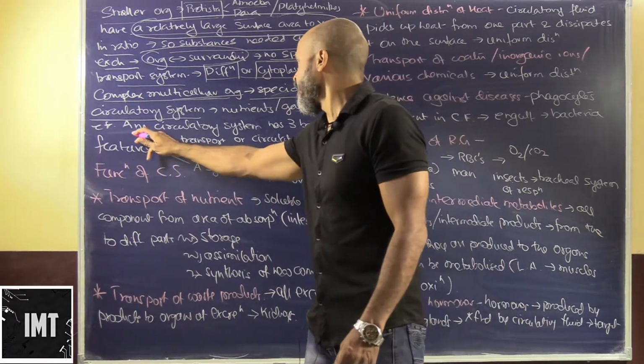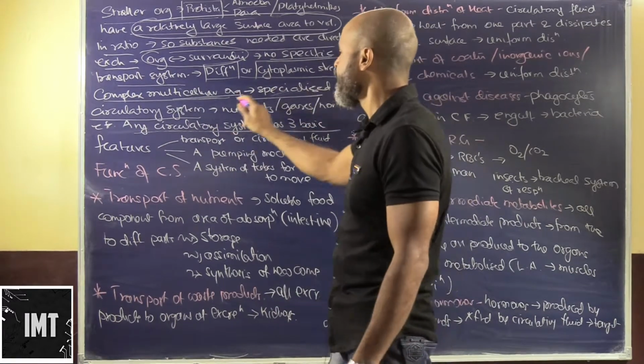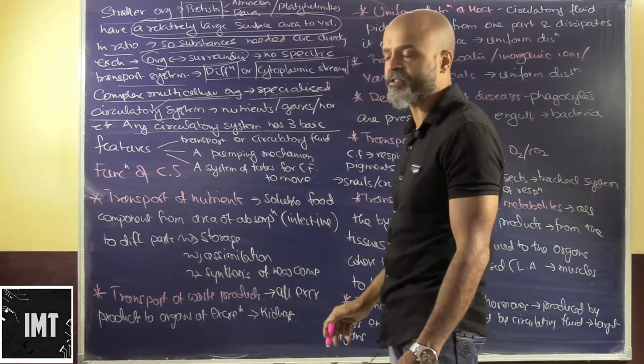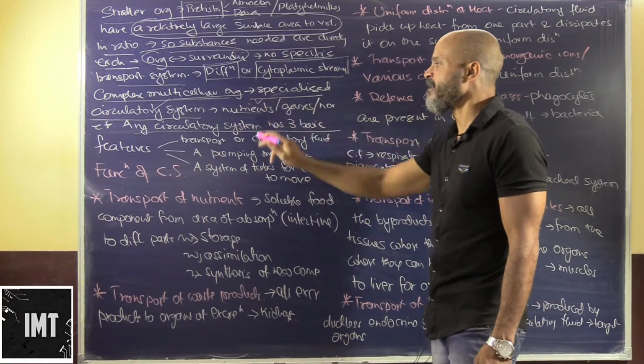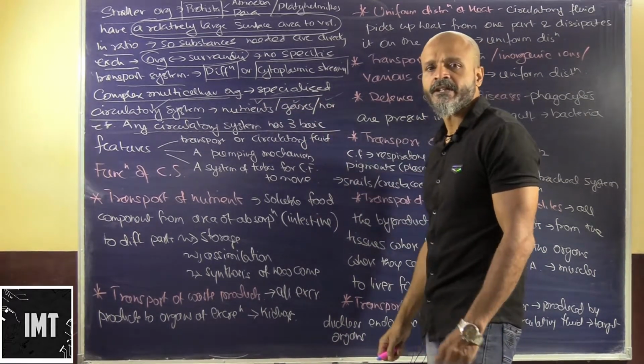So complex multicellular organisms have specialized circulatory systems. By the medium of these systems, the nutrients, the gases, hormones, etc. are transferred.